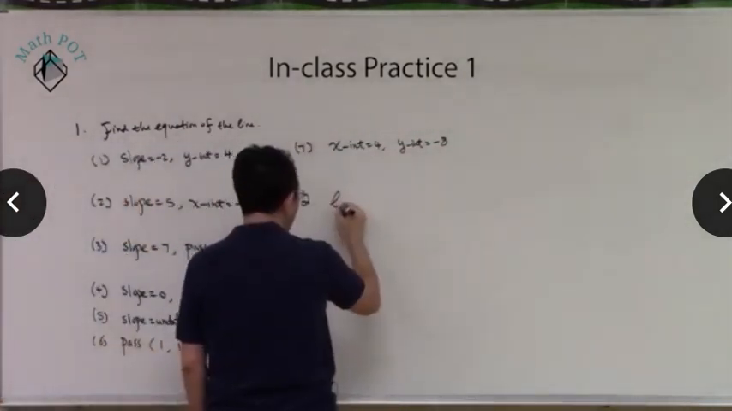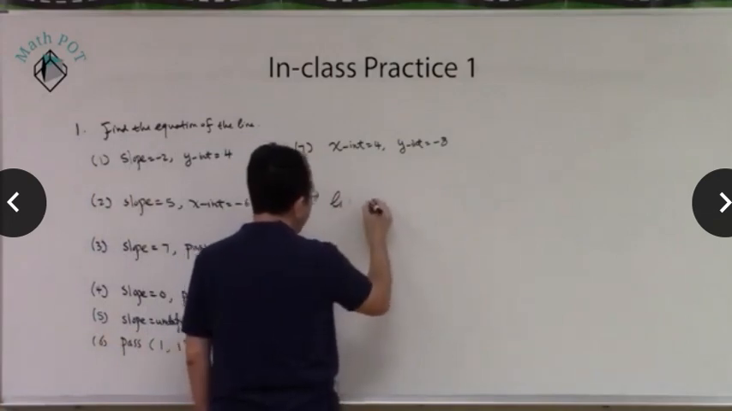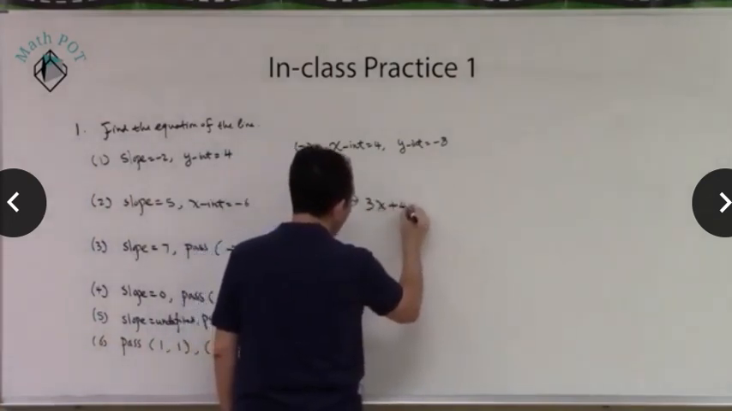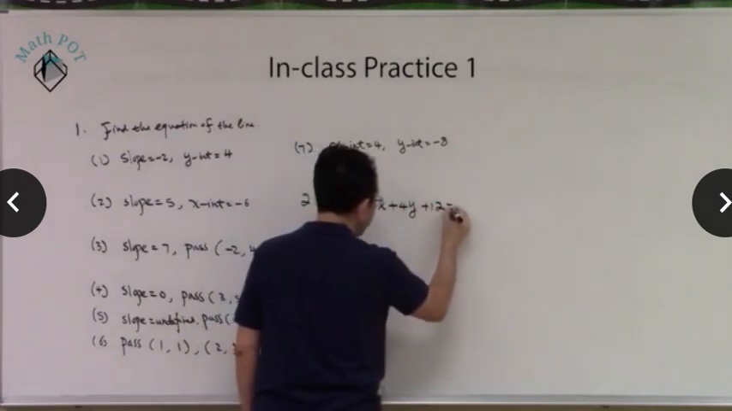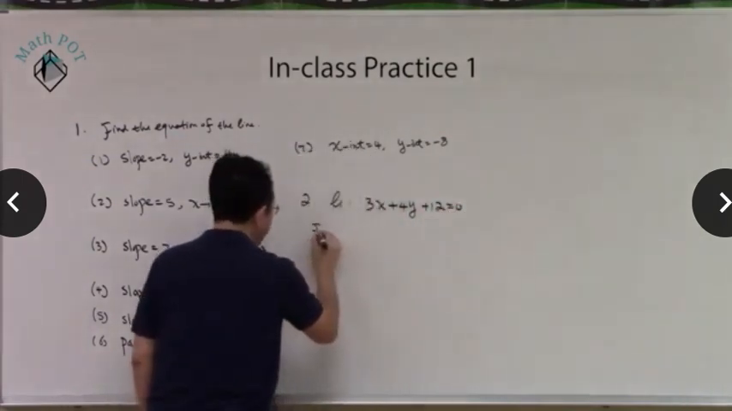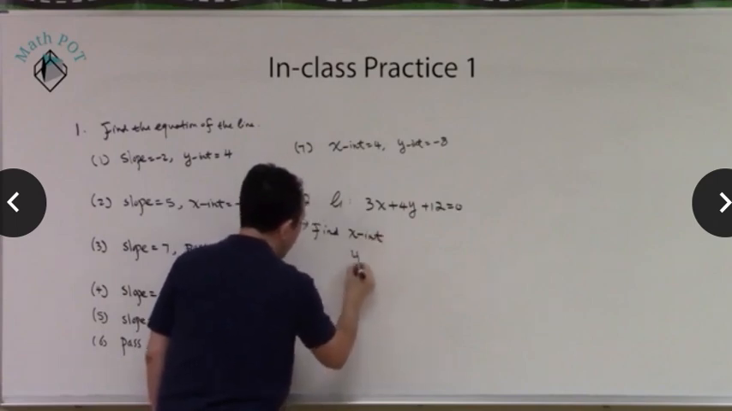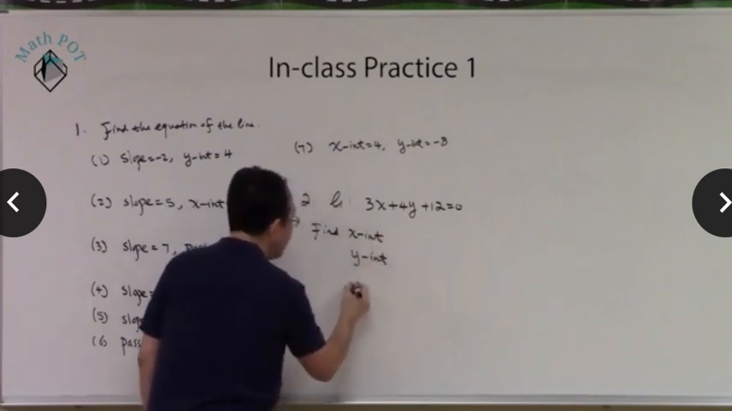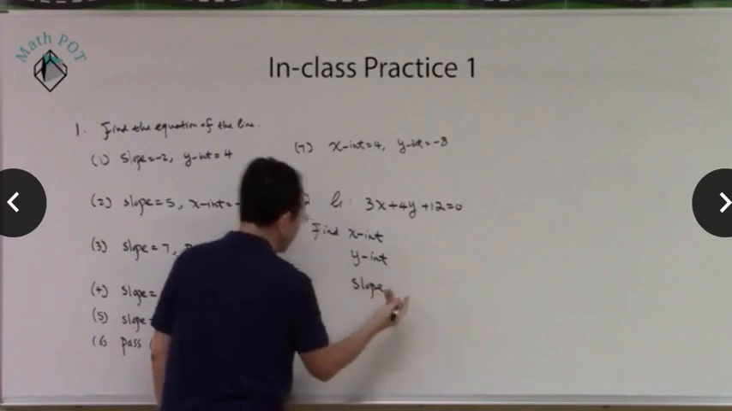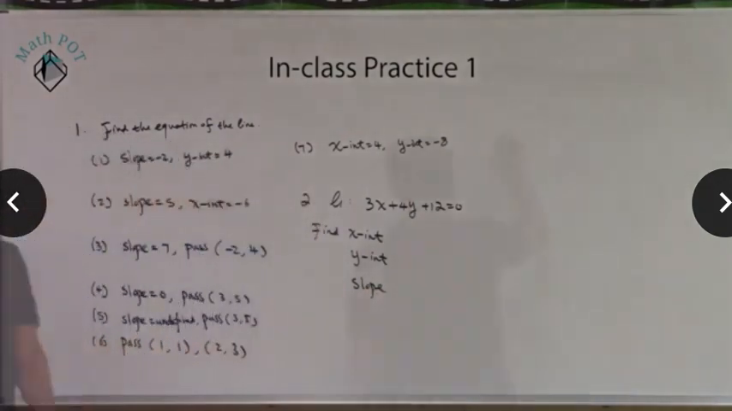We have L1: 3x plus 4y plus 12 equals 0. Let's try to figure out: find the x-intercept, find the y-intercept, and find the slope. That is another important problem.